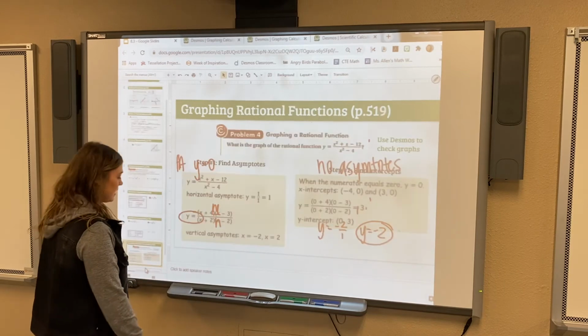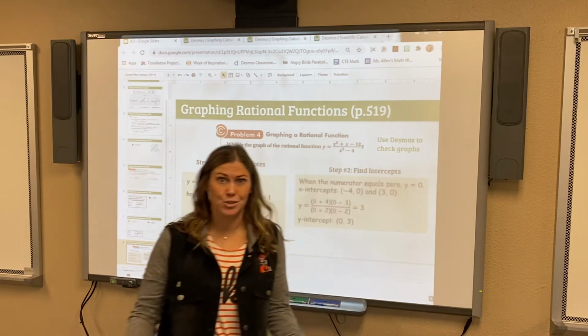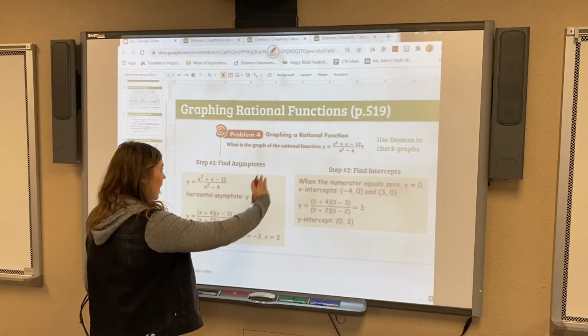So now let's talk about, lastly, how we could figure out how to actually graph this. So first step, what you need to do is, what is the graph of the rational function?